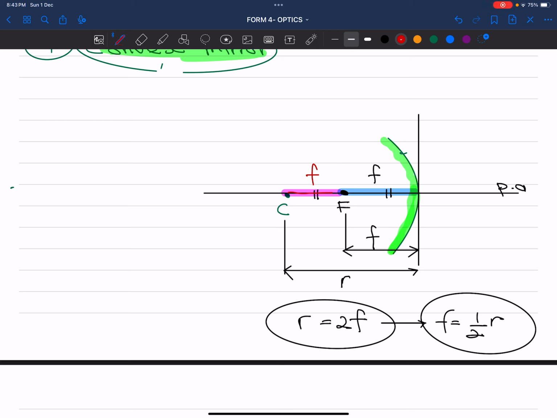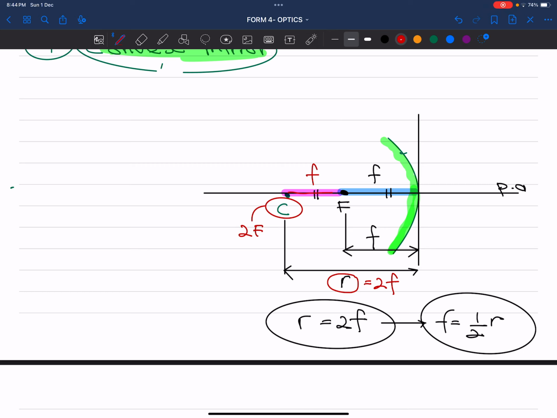Okay, and therefore this point C, the center of curvature, I can label it also as 2F. So the C, center of curvature, also I can label as 2F. And keep in mind that the radius R, I also can put as 2F, 2 focal length. Okay, these are all the terms.